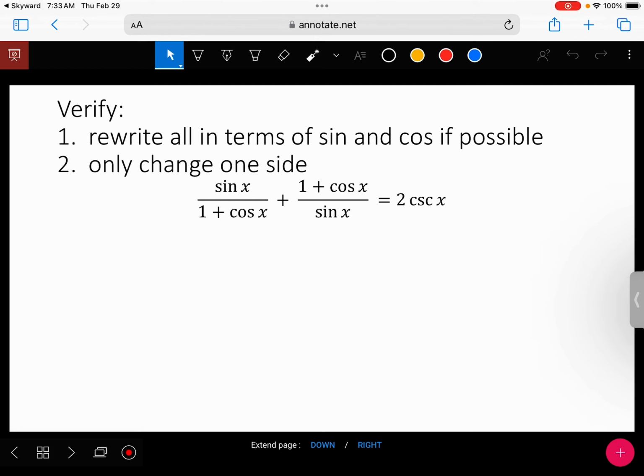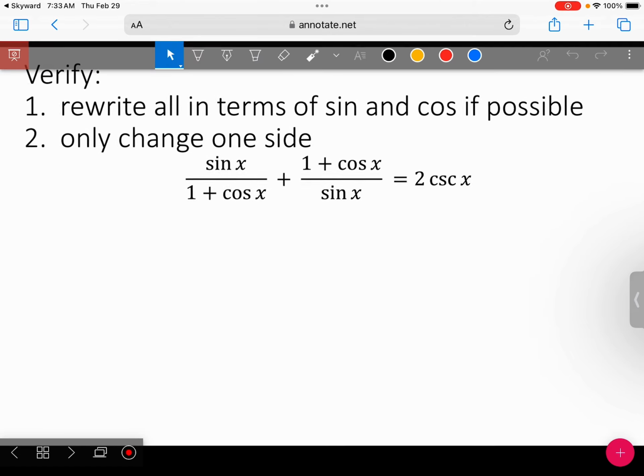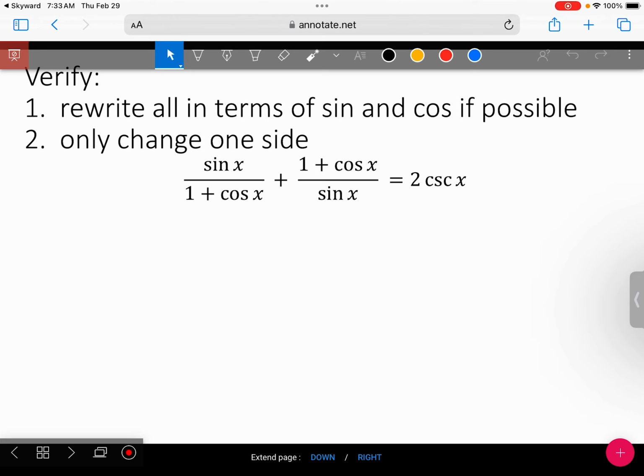Lance, when we're adding fractions, what do we need? Common denominator. So what am I going to multiply that first fraction by? Sine over sine, yep. What about that second fraction? 1 plus cosine over 1 plus cosine. Great. So after you copy down this problem, your first step should be establishing that common denominator.